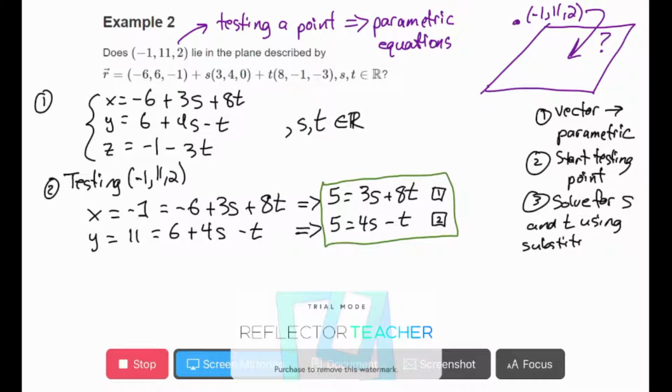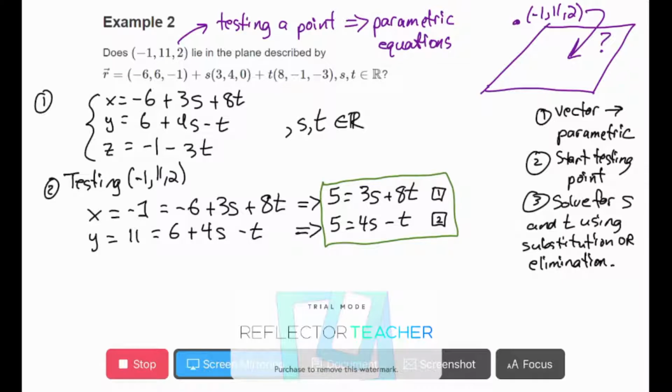Oops, too many letters. Substitution or elimination. Everyone's favorite processes. All right, let's take a look. We can do this with substitution pretty easily, actually, because notice that both of these are equal to 5, so we could just set them equal to each other and work from there.